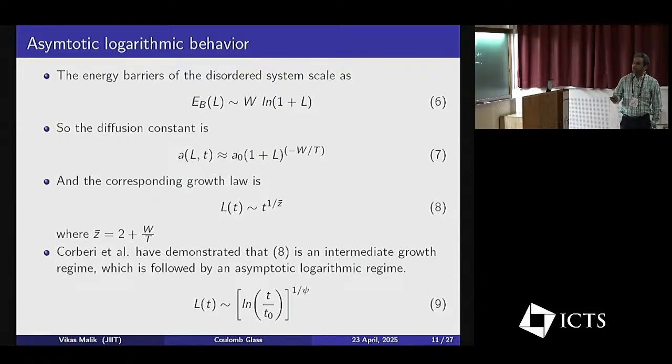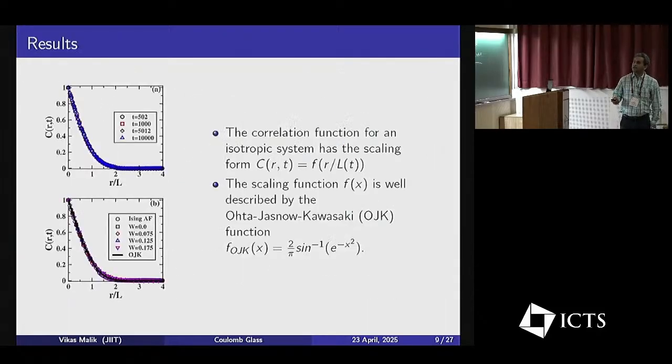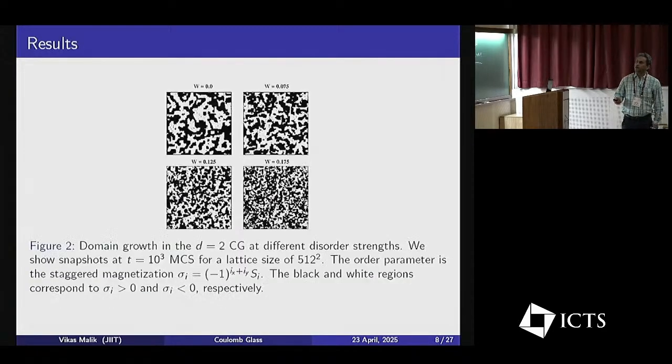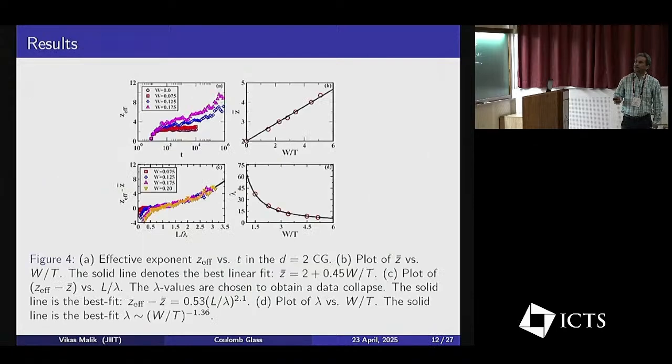And finally, if your barrier energies are a function of L, if E_B goes as L to the power phi, then the growth law is the logarithmic growth law. And in the work on 2D RFIM by Corberi et al., they showed that there is a crossover from this power law, t to the 1 by z, to basically this logarithmic growth. Similar results have been obtained here. z effective is basically z bar.